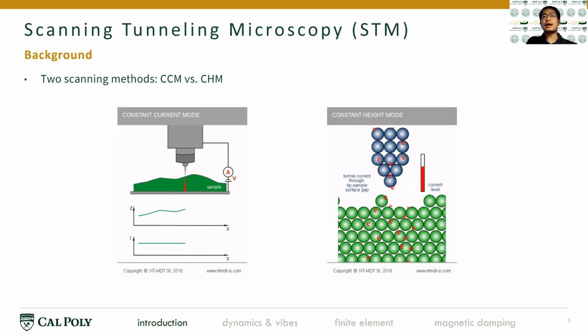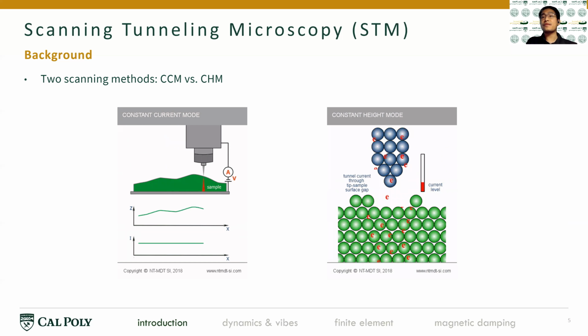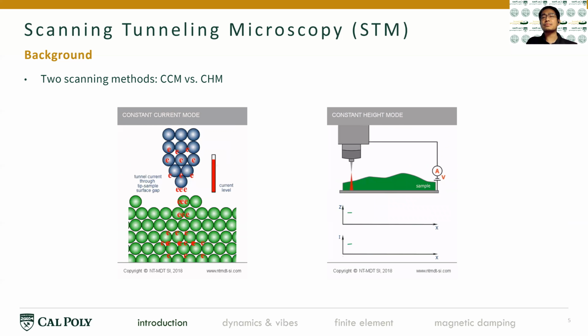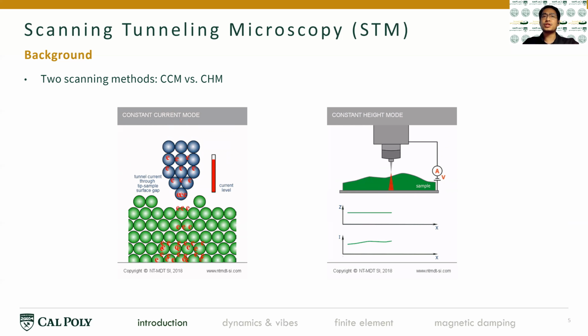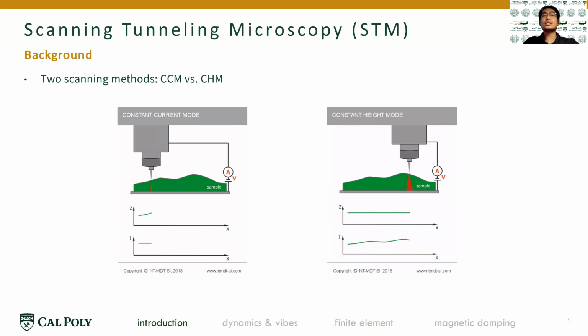The constant height mode is very fast, but at the same time you can easily crash the tip of the STM into the material, whereas the constant current mode is slower, but you can get the high resolution of the image.